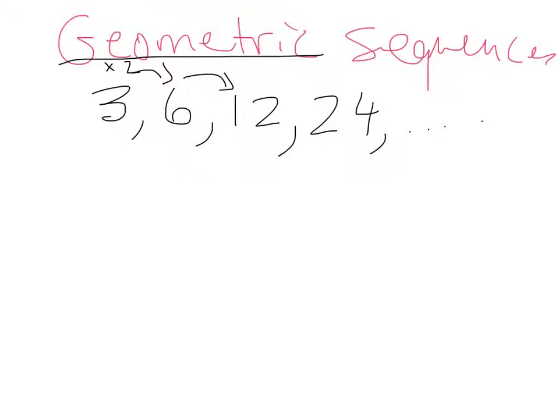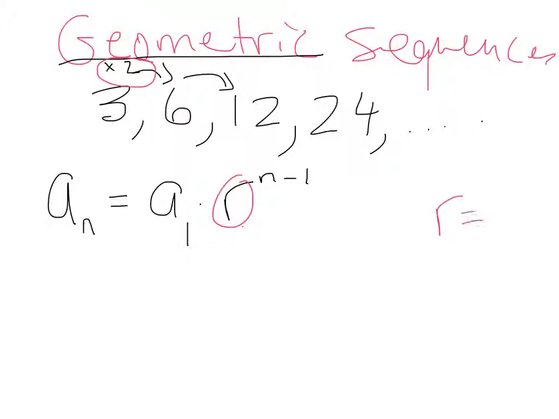So, first of all, we have an nth term formula. A sub n equals A1 times r to the n minus 1. In this case, A1 is the first term. R is that number that you multiply by every time. So in this case, R would be 2.